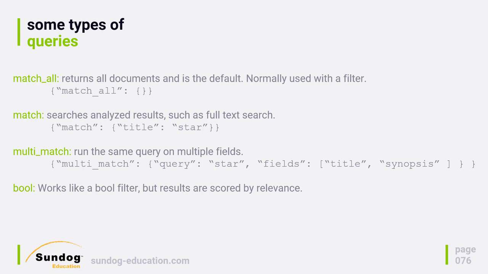There's also a bool query, which is the same thing as a bool filter. You can have must and should and must not operations in there, but the difference is that instead of filtering out results that don't meet that Boolean condition, it actually scores the results by relevance.